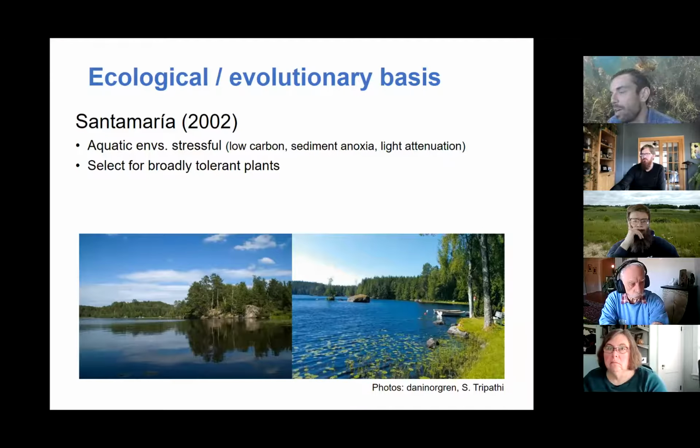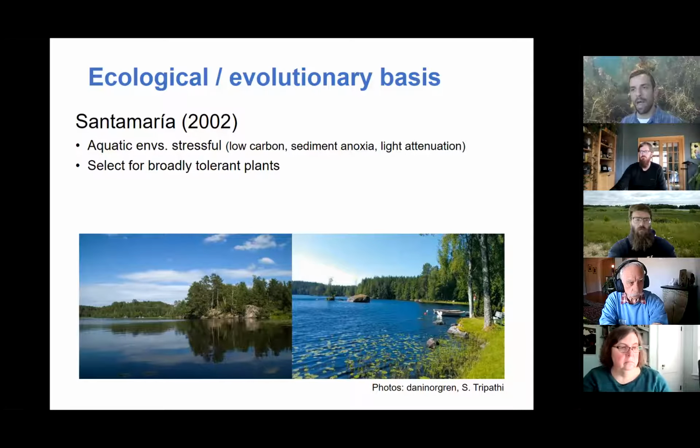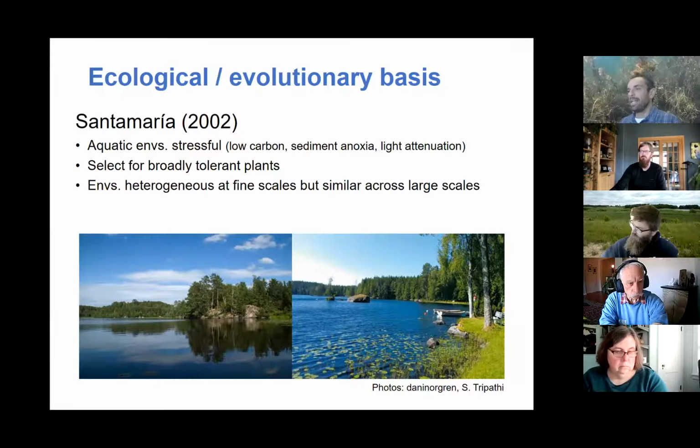So Luis Santamaria, in a really influential paper, described the fact that aquatic environments are stressful for plants. It's hard to get carbon, there's sediment anoxia, there's light attenuation in the water column, and that this has selected for broadly tolerant plants. In addition, we have these environments that are heterogeneous at fine scales, but often similar across large scales. So within a lake, along a depth gradient, the environmental conditions for plants can really vary. But across large regions from lake to lake, there can be a lot of similarity in environmental conditions in these relatively closed systems.